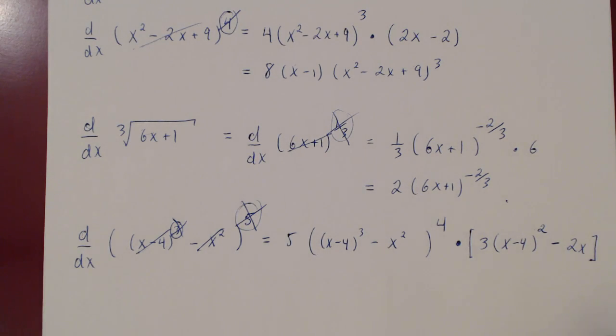We could, if we wanted to here, simplify by squaring this, multiply by 3 and subtracting 2x, and then see if we can factor it, but that's just algebra. I'll leave it up to you. And now we have the derivative. Let's look at this example.